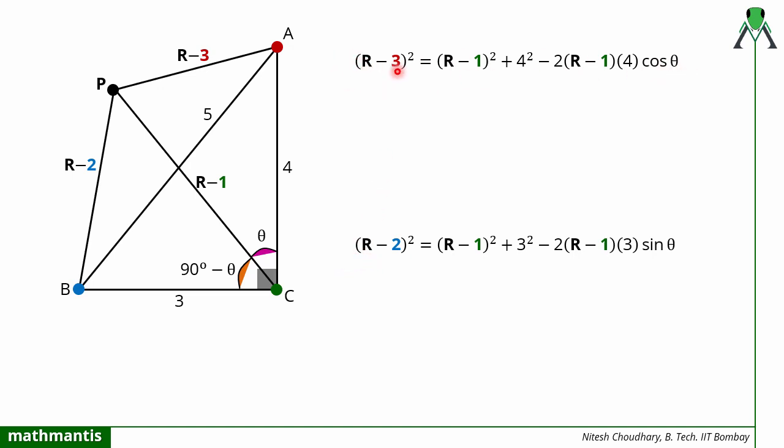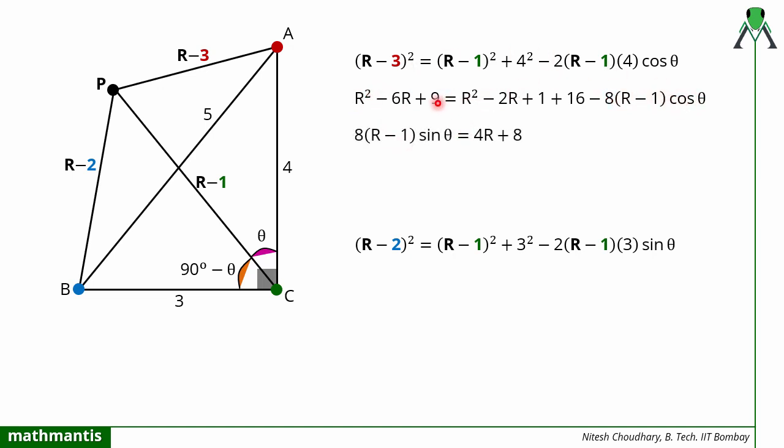(a minus b) whole square, r square minus 6r plus 9. This is r square minus 2r plus 1. This is 16. This is 8r minus 1 cos theta. Now we can see that the r square term will get cancelled out on both sides. Take 8r minus 1 cos theta to the left, and on the right side, if you combine, it will become 4r plus 8.